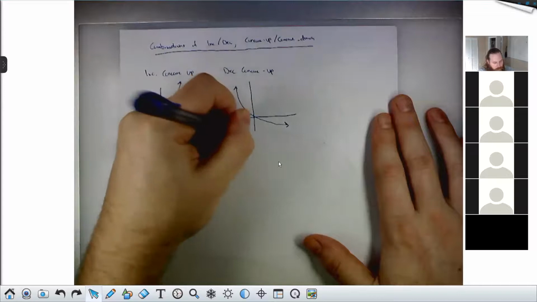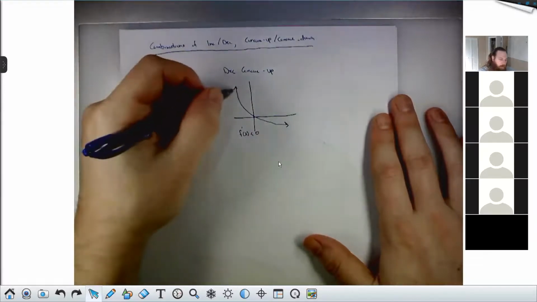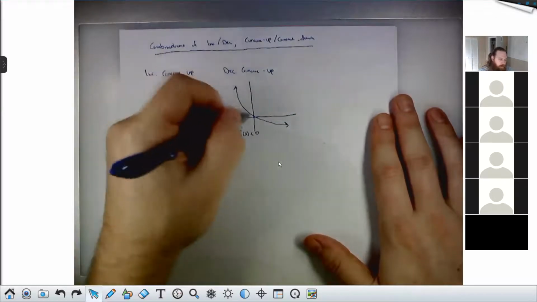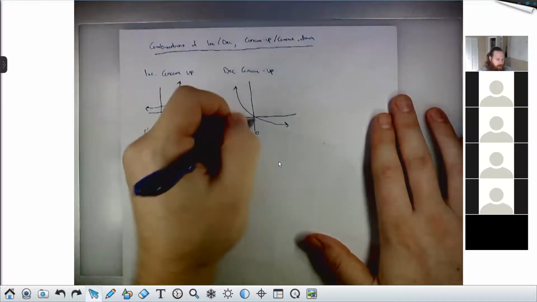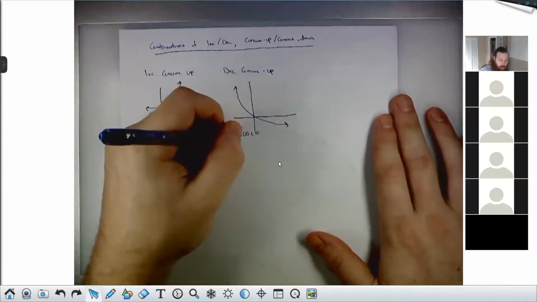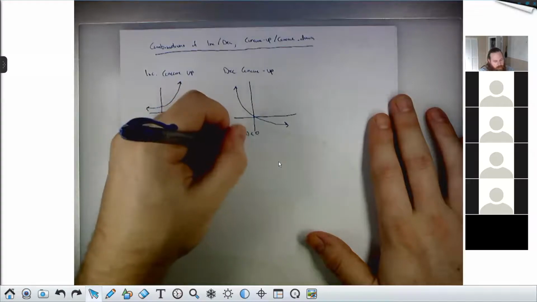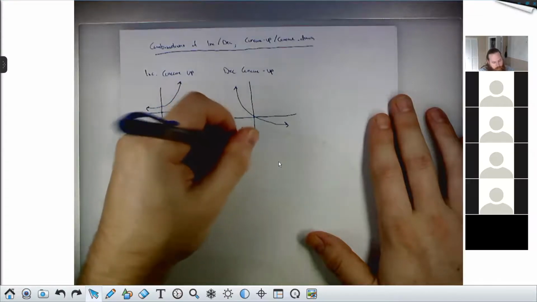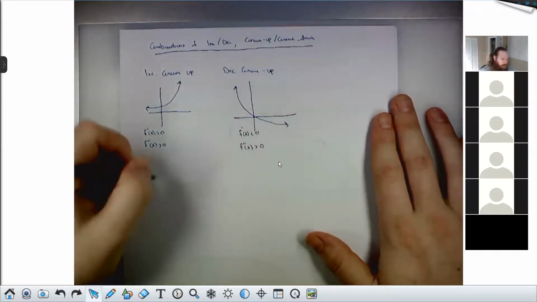So here f prime is negative because we're decreasing. But if you think about how the slopes of the tangent lines are changing, this is very negative, less negative, less negative, less negative. So those slopes of tangent lines are getting larger, right? They're getting less negative, which means that f prime is increasing, or f double prime is positive. You can be increasing and concave down.